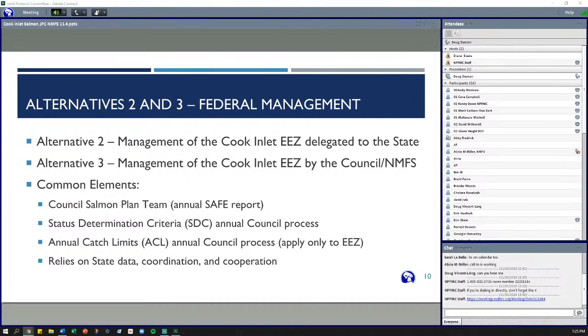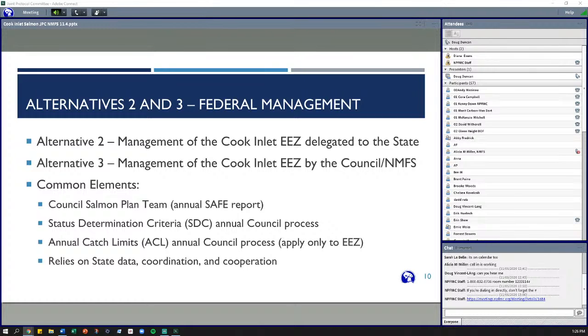Under federal management of the Cook Inlet EEZ, there are a lot of Magnuson-Stevens Act requirements that need to be satisfied in order for a fishery to occur there. A lot of these are included in the common elements and require an annual council process. So there would be a council salmon plan team formed under both alternatives 2 and 3 that would prepare an annual stock assessment, or SAFE, stock assessment and fishery evaluation for the fishery.